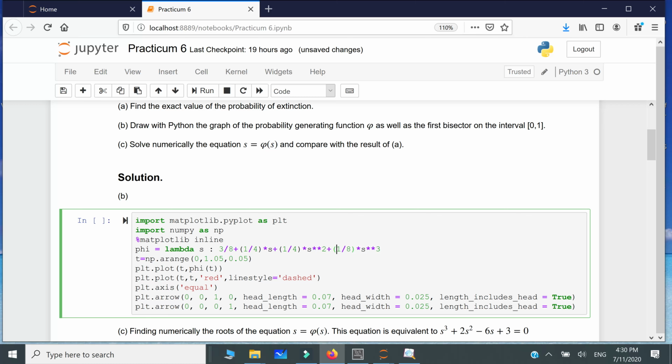And if we want to draw, we draw from 0 to 1. We can go from 0 to 1.05, it's not a big deal. And so we plot the graph of phi, phi of t versus t. And then we plot the first bisector, which is t versus t. And these two commands are just to plot the vertical and horizontal axis. So shift enter.